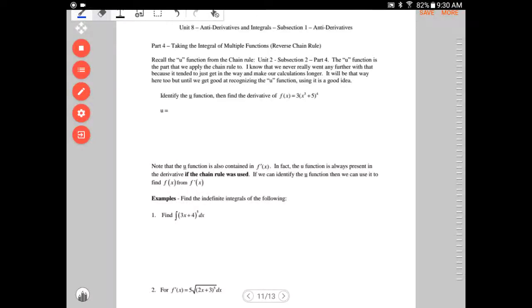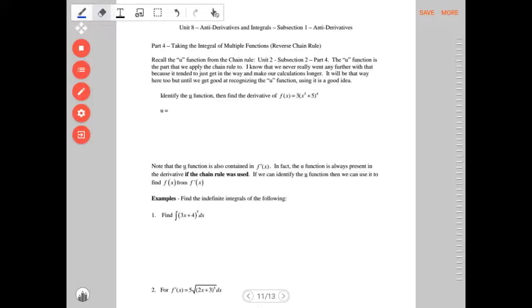Unit 8, Subsection 1, Antiderivatives, Part 4, Taking the Integral of Multiple Functions, Reverse Chain Rule. Okay, so in this section, we're going to talk about how to deal with the chain rule. We've dealt with it a little bit with the cosines and the sines and the e to the x's, and those were pretty basic. And what happens when the chain rule is a lot more complicated? So that's kind of where we're going.